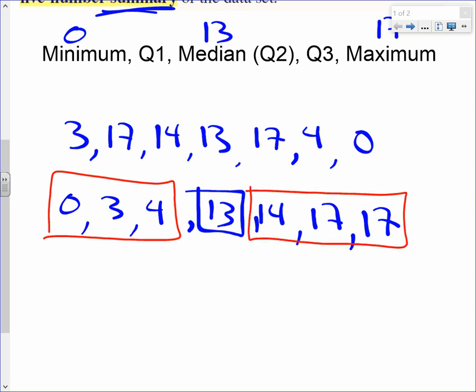So we don't count the overall median. The overall median was 13. You guys saw that? So the numbers to the left of the overall median, I now need to find the median of that. The median of that would be quartile 1. So in this case, quartile 1 would be 3. And over here, quartile 3 would be 17.